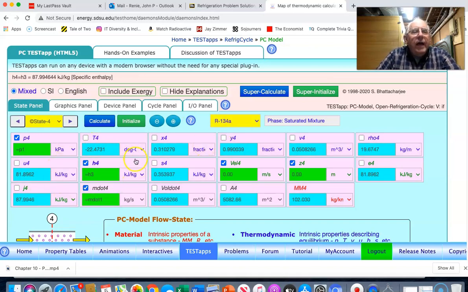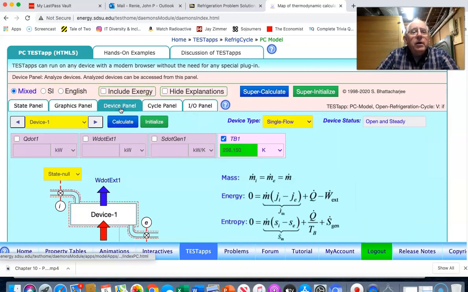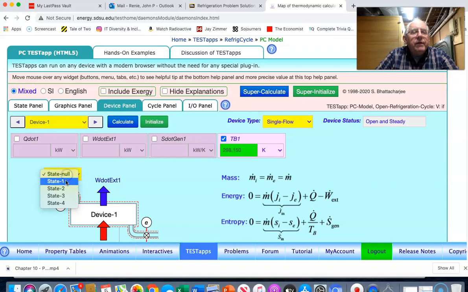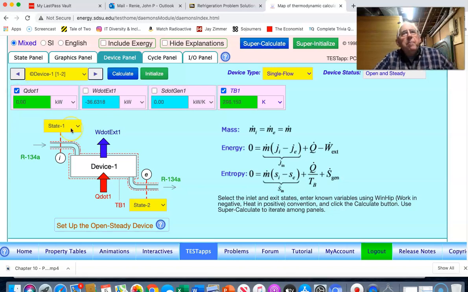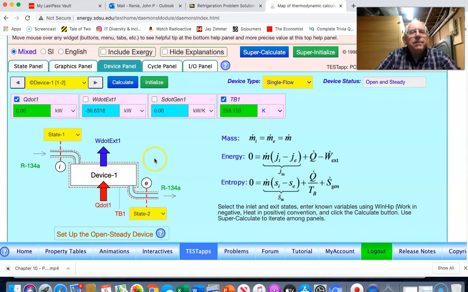Okay, so now that we have all of our states, we can go in, for right now, in the device panel and put in the devices of interest. And the first device will be the compressor, and it goes from 1 to 2 with no heat transfer. And so with a mass flow rate of 1 kilogram per second, we see that the work input is 36.6.